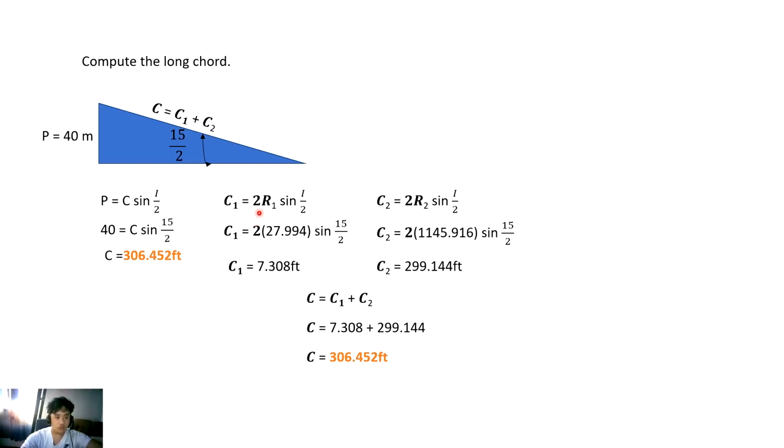Then, para naman sa C1 at C2, unahin natin yung C1. So, C1 equals to 2R1 sin I over 2. So, substitute natin. 2 times 27.994 times sin 15 over 2 and we'll get 7.308 feet. Para naman sa C2, 2 times R2 times sin I over 2. Then substitute lang natin. 2 times 1,145.916 times sin 15 over 2 and we'll get 299.144 feet. Then, pag-add natin yung dalawa, which is yung C1 at C2, and we'll get 306.452 feet. Okay? Pareho lang din sila.